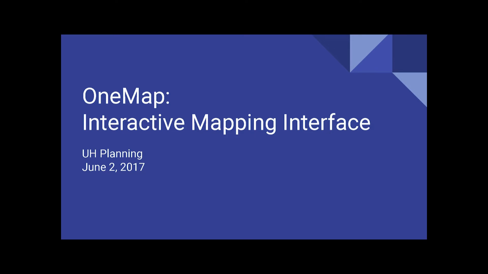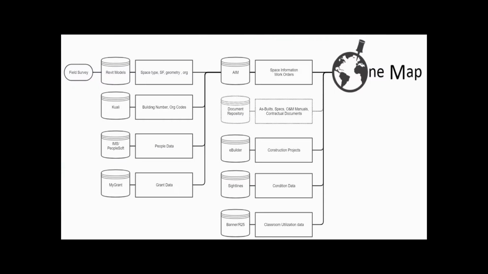So we want that buy-in. So we said this is our mapping interface. It's going to be called One Map. And this is pretty much how it's going to work. So we have our Revit models, our Quali is our fiscal data, our PeopleSoft and grants that can plug into our AIM system. And in AIM, we can show it in One Map.